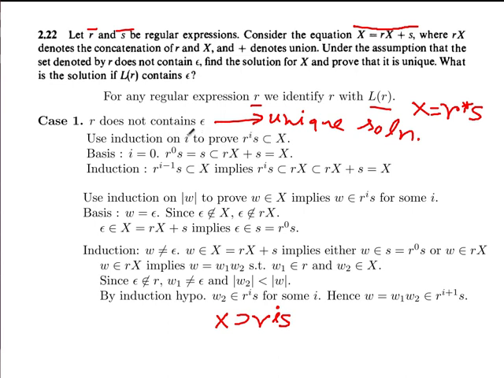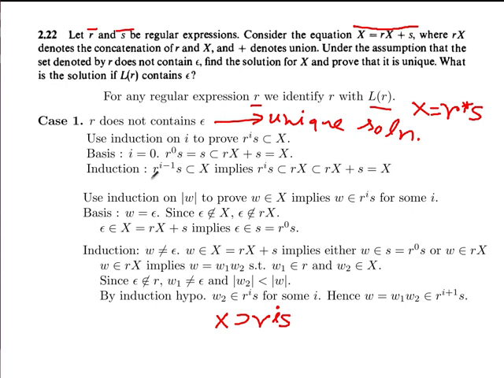So we do induction on I, obviously. If I is 0, then this is just R to the 0, which is just the singleton set consisting of epsilon. So this is just S, and S is part of this because this is the union of this and this. So obviously this is a part of this, and this is X. So this R0S is in X.